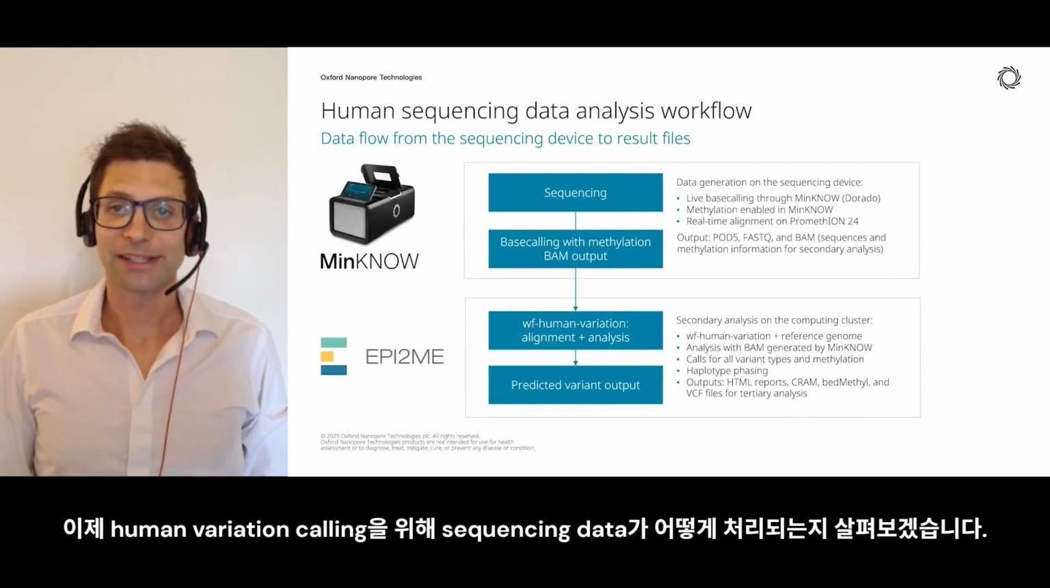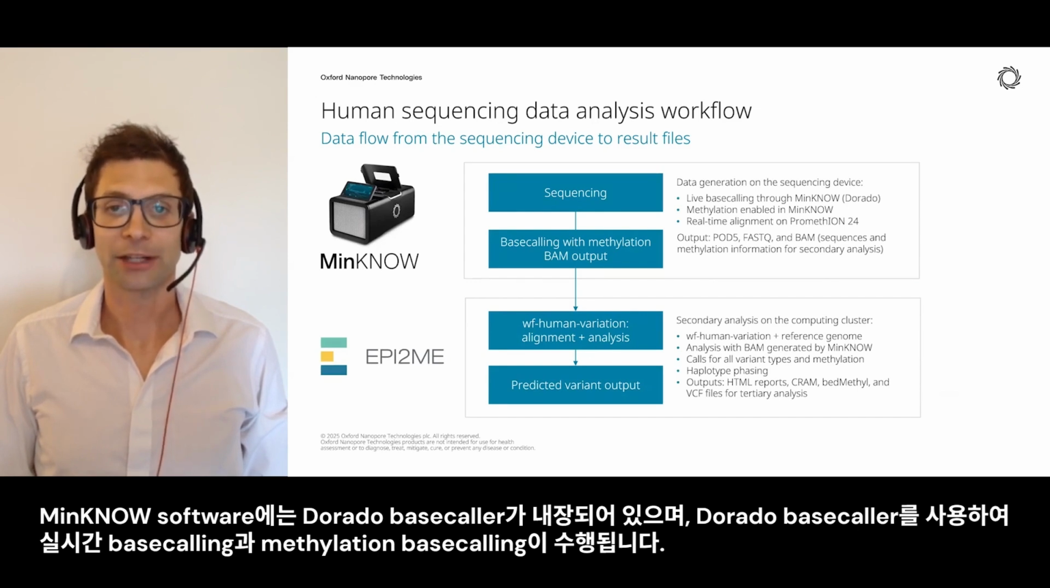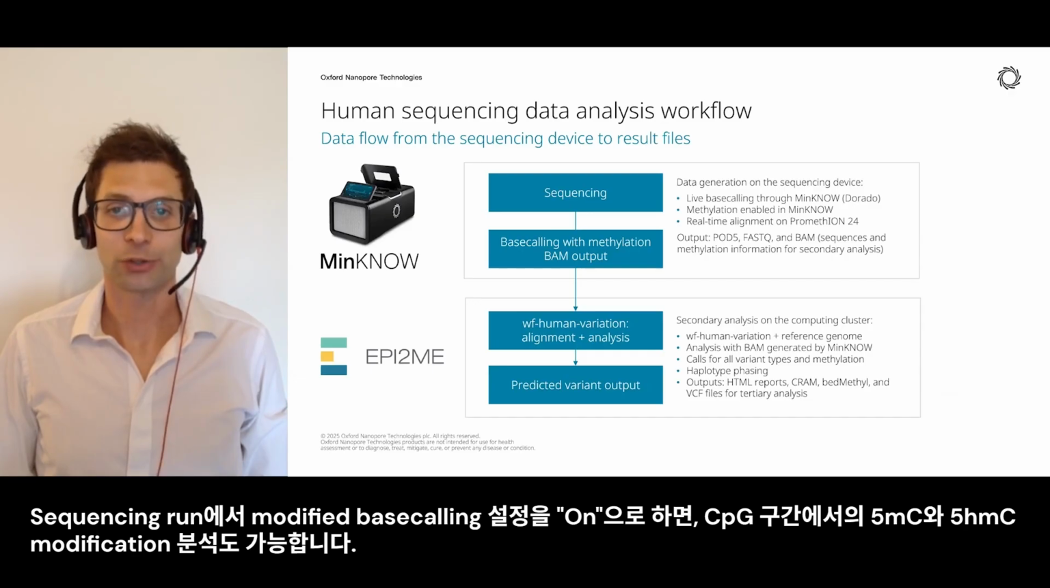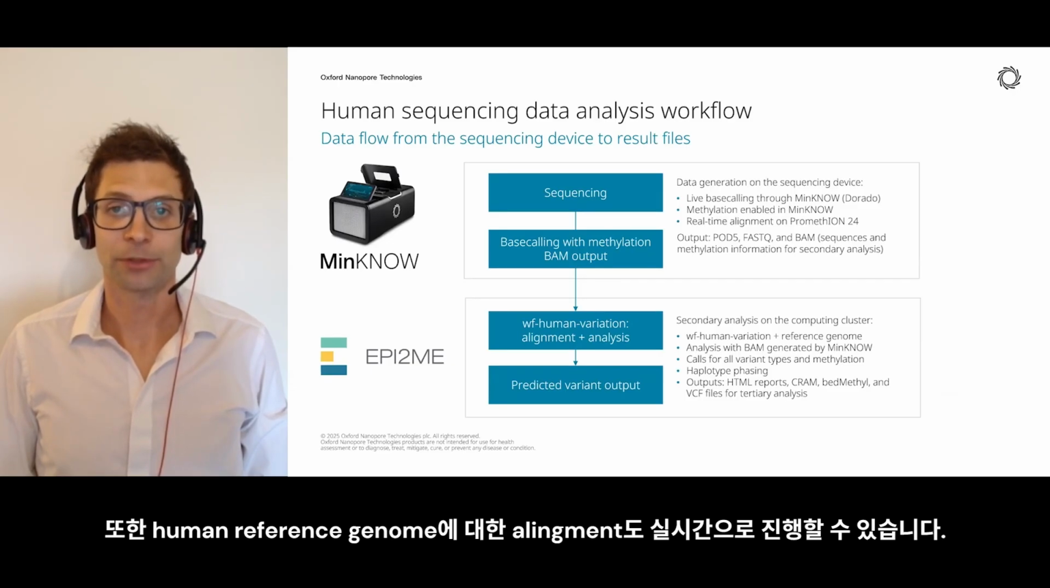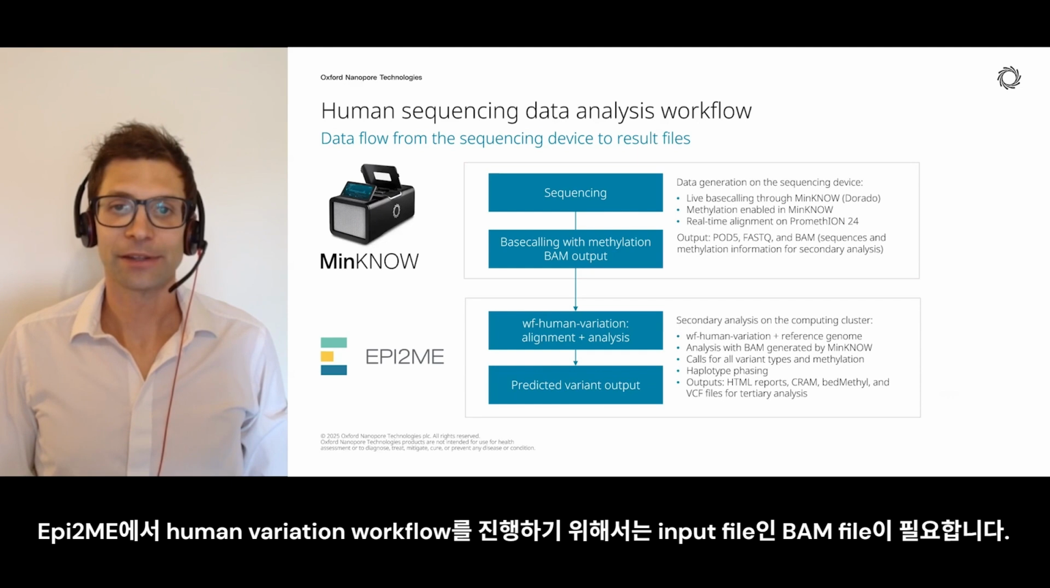So let's look at how the sequencing data is processed for human variation calling. In MinKNOW, live canonical base calling and methylation calling is performed using the built-in software Dorado. All you have to do is make sure that you've switched on modified base calling when you set up your sequencing run, so that it can capture 5mC and 5hmC modifications in CpG contexts. Furthermore, alignment to the human reference genome can also be performed in real time. This first phase of the analysis generates BAM files, which are required by Epi2me.